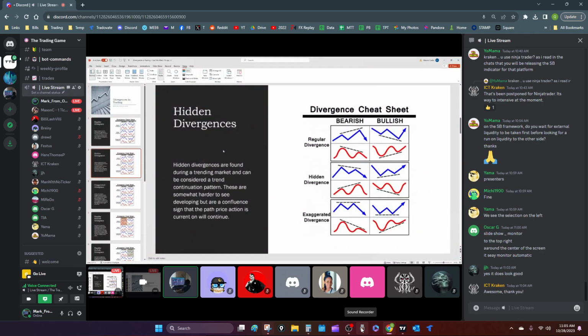Hidden divergences are harder to see. They are trend continuation divergences. So the trend is your friend until it is not. That whole concept, I'm sure people have heard over and over again in literature. While you're in a trending market, up or down, a hidden divergence can give you confluence that during a pullback, the pullback is finding less and less strength, and you're going to see a continuation of your trend.